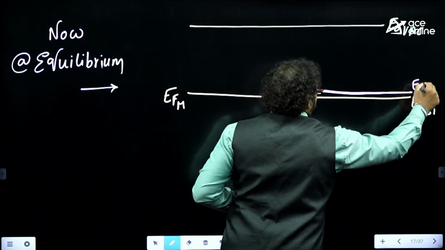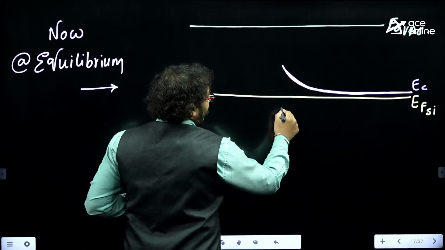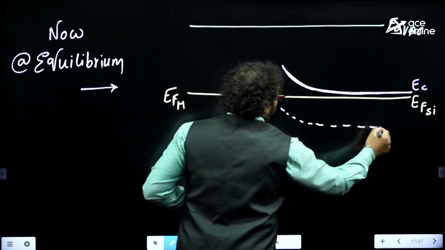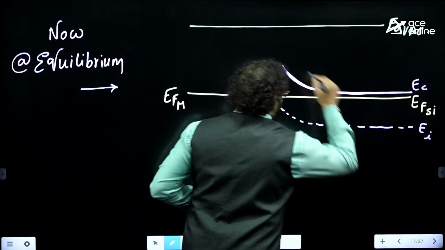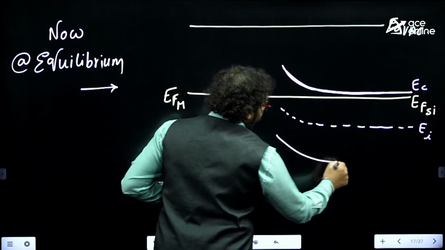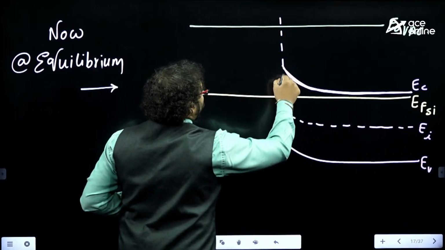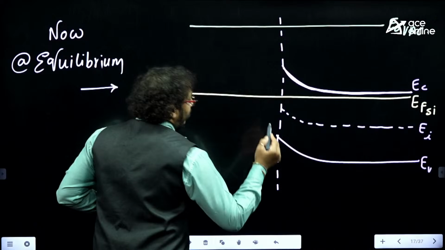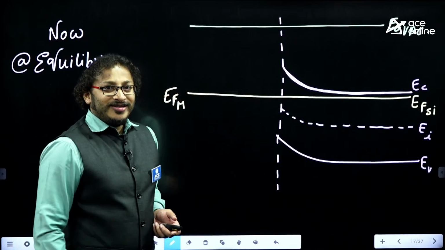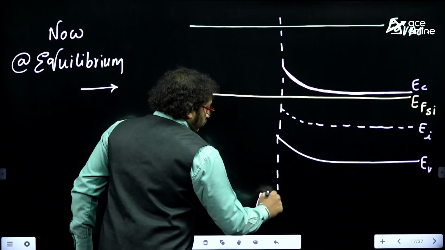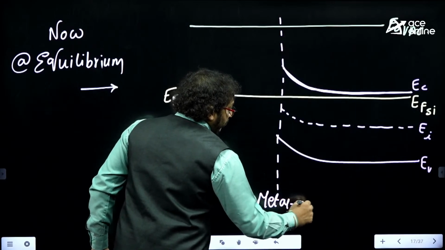This is nothing but EC. Ei should follow the same, and EV must follow the same. This is EV. And of course, this is a contact. Which contact? Between metal and N-type.